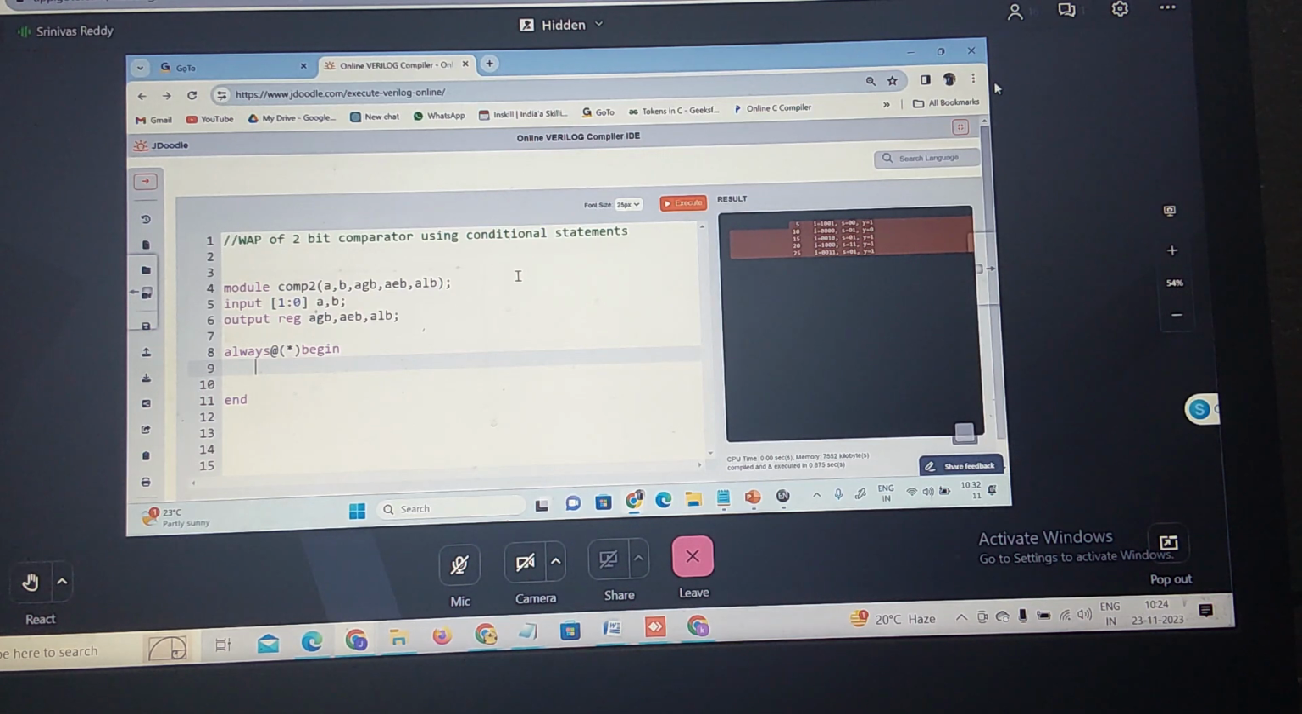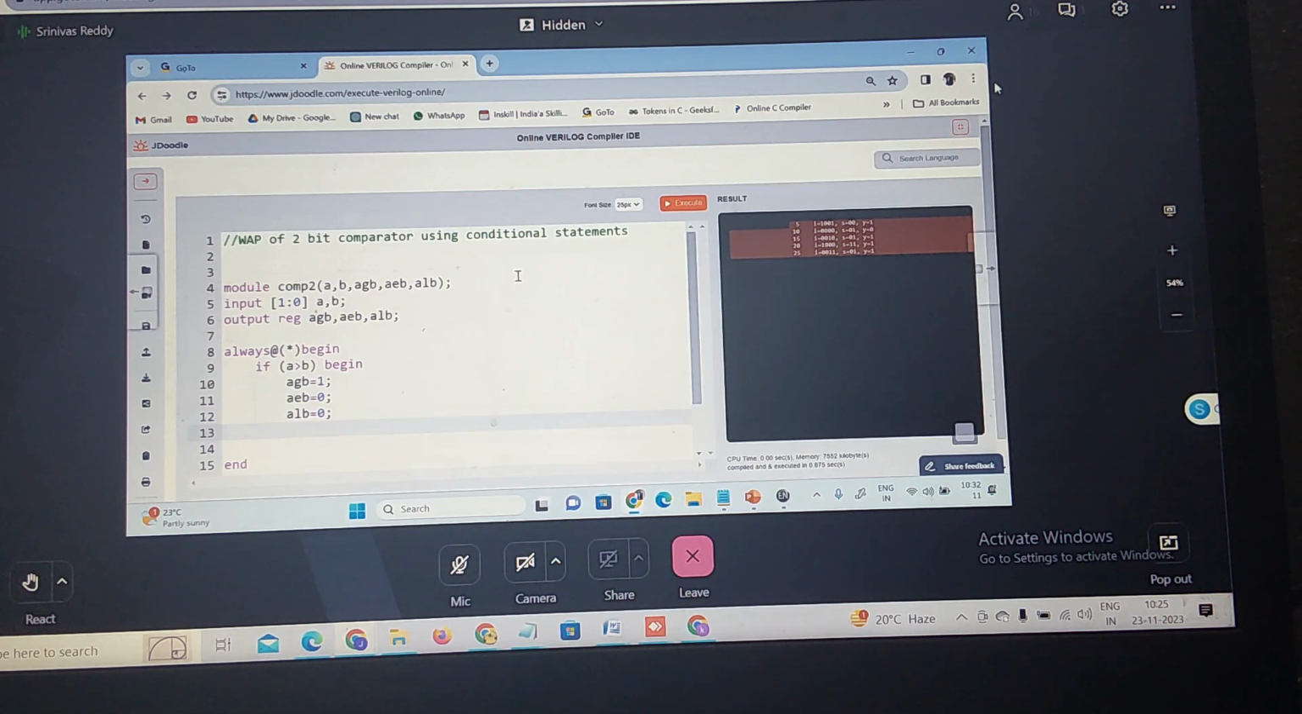How to write the condition for this? If I can write A is greater than B, correct? Begin. What statement can I write? A greater than B should be equal to what? 1 tick b1. Correct. Then what should be A equal to B? 0. Correct. Then A less than B is equal to 0. Correct. 3 statements I am writing.